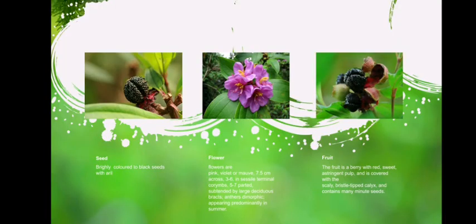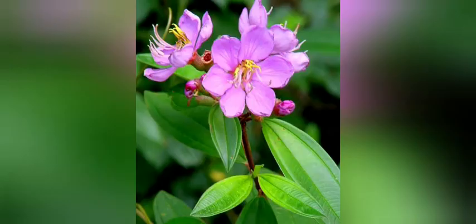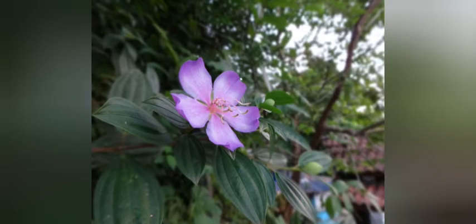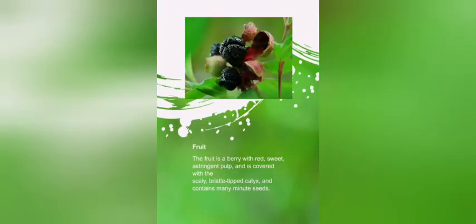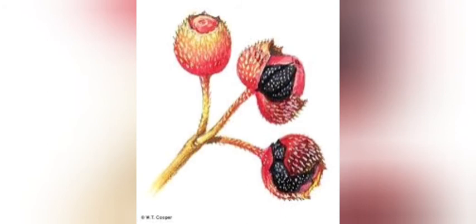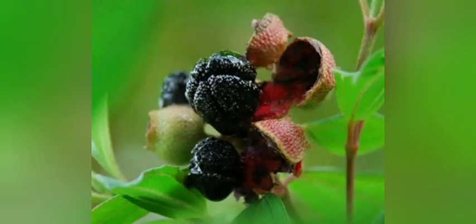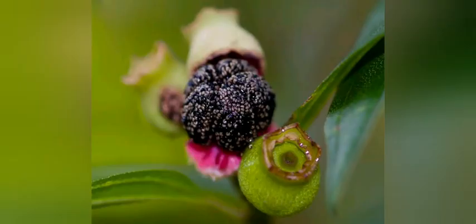For the most beautiful part of the plant, which is the flower, they are pink, violet or mauve, 5 to 7 cm across, 3 to 6 in sessile terminal corymbs, 5 to 7 petals, subtended by large deciduous bracts, appearing predominantly in summer, which is hot. The fruit is a berry with a red, sweet, astringent pulp and is covered with the scaly bristle-tipped calyx and contains many minute seeds.